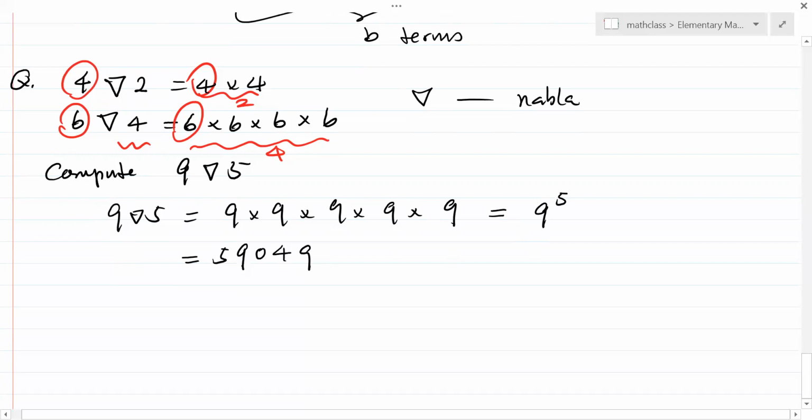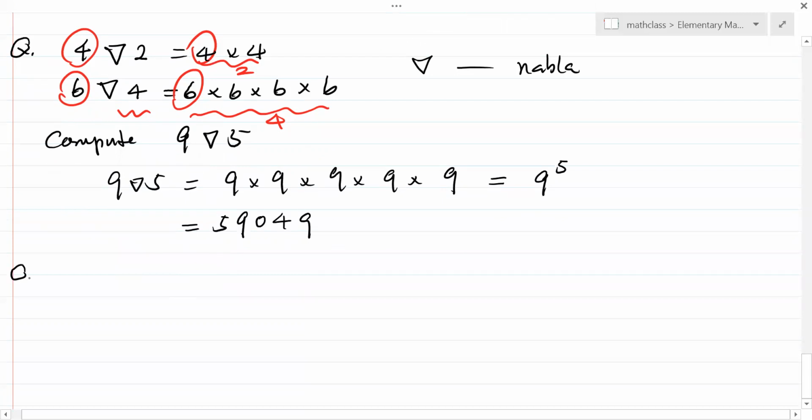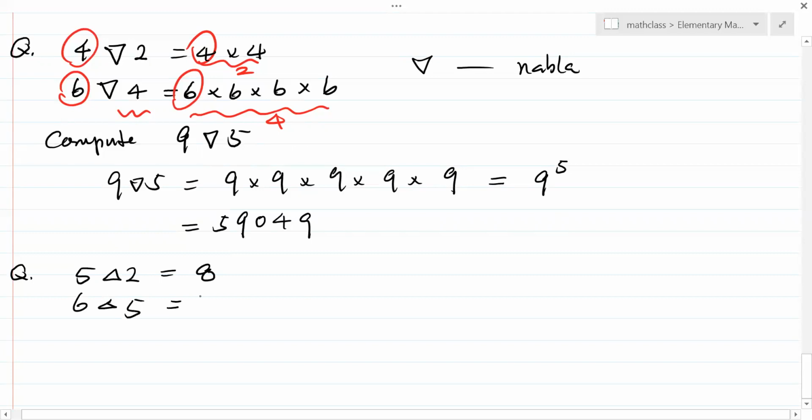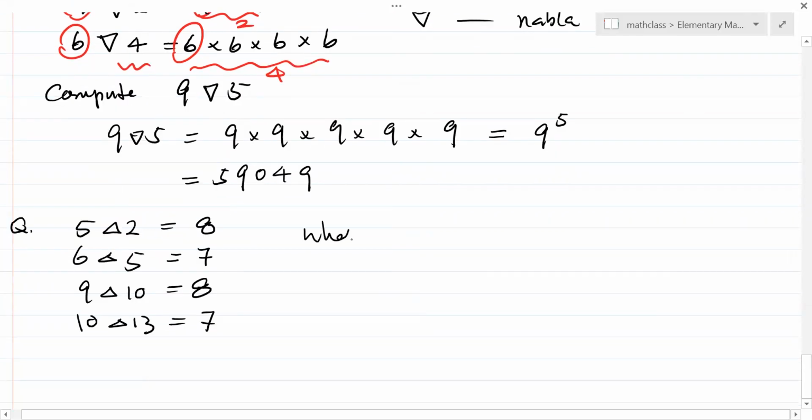Okay. All right. So let's try a different problem. We have an operation called the triangle, and we know that 5 triangle 2 is going to be 8. 6 triangle 5 is going to be 7. 9 triangle 10 is going to be 8. 10 triangle 13 is going to be 7. So what is 7 triangle 9?